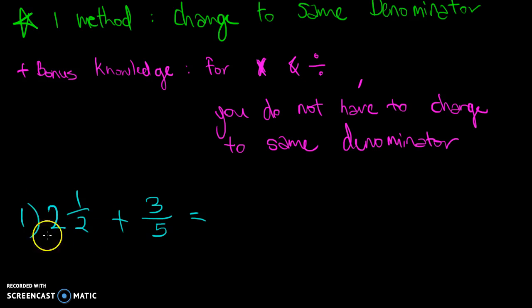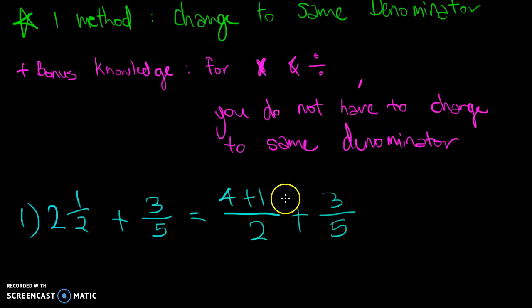Since I have two wholes, 2 multiplied by 2 gives me 4. Then 4 plus 1, which is the remaining one from the fraction just now, out of 2, plus 3 out of 5. So I end up with 5 out of 2 plus 3 out of 5. Remember, whenever it's addition or subtraction, I have to change to the same denominator. How to do that? It's very easy. This one I multiply by this denominator, so I multiply by 5.